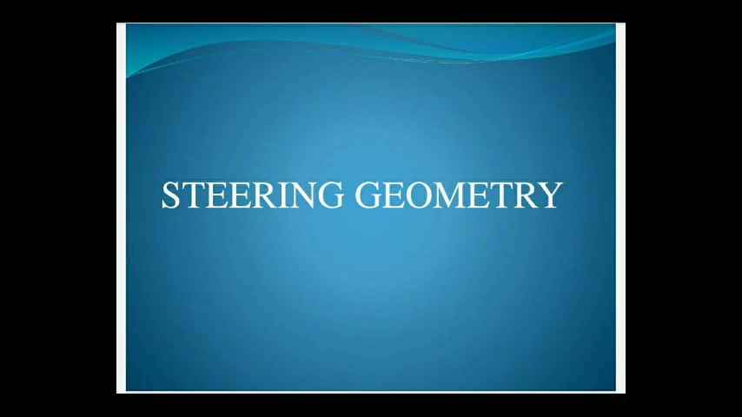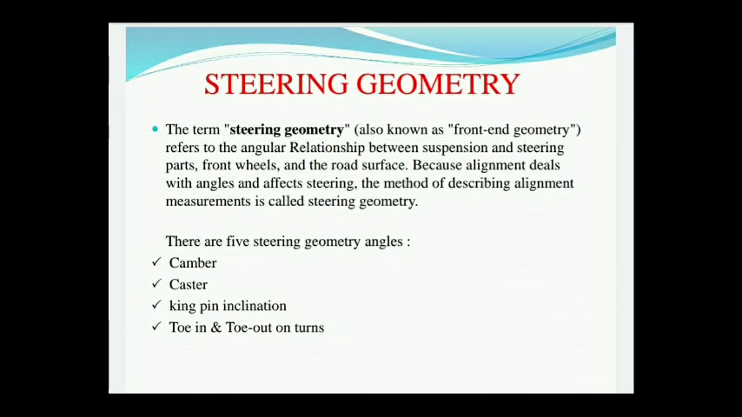Welcome all. Today we are going to discuss the steering geometry in the automobile. The term steering geometry is also known as the front end geometry. It refers to the angular relationship between suspension and steering parts, front wheels and the road surfaces.